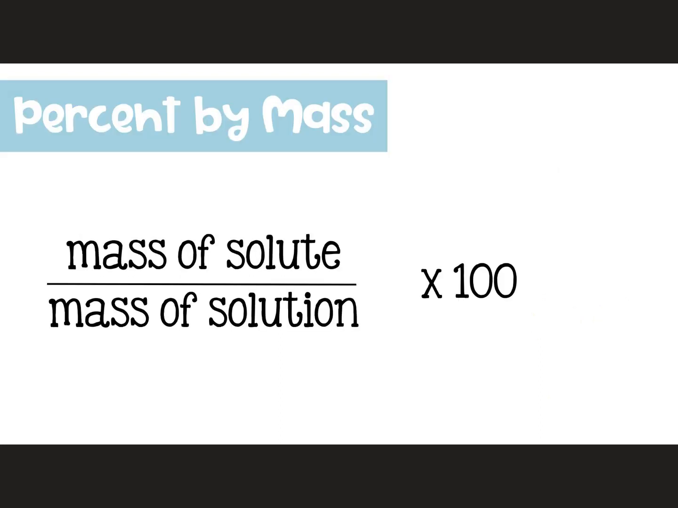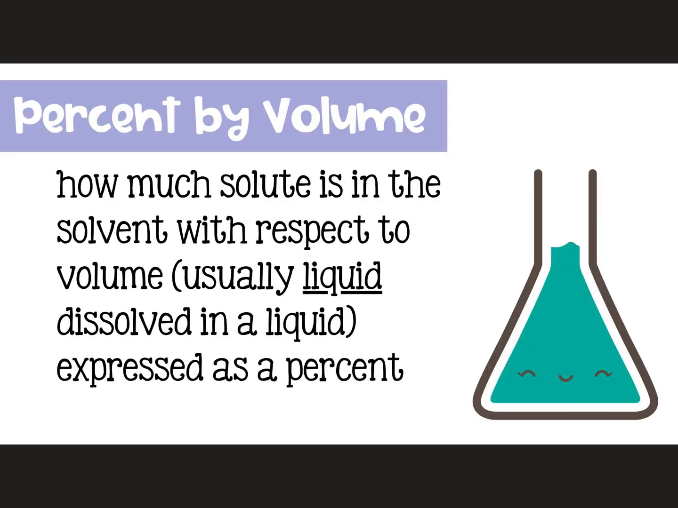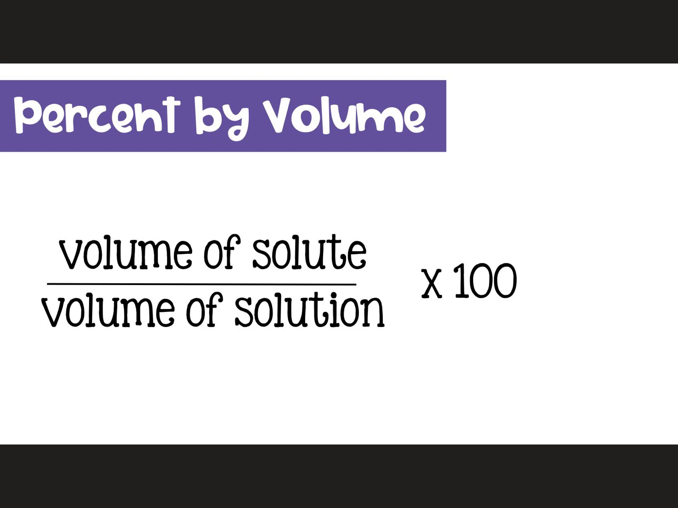To find percent by mass, you will take the mass of the solute, divide by the mass of the solution, and multiply by 100. Second is percent by volume. How much solute is in the solvent with respect to the volume. Usually it is a liquid dissolved in a liquid and is expressed as a percent. Mathematically, this is the volume of the solute divided by the volume of the solution times 100.